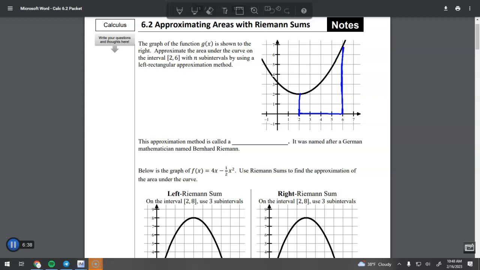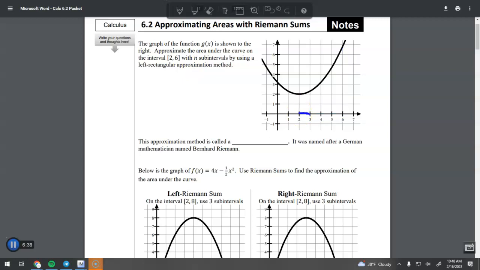So the left hand method says, I don't know why this says n subintervals. Let's say there's 4 subintervals. So that would mean there's a subinterval here, here, here, and here. So we're going to draw 4 rectangles. Each one of them, we have to decide what the height is going to be. So my first rectangle has a base of 1. Like that's just the distance between those 2 points.